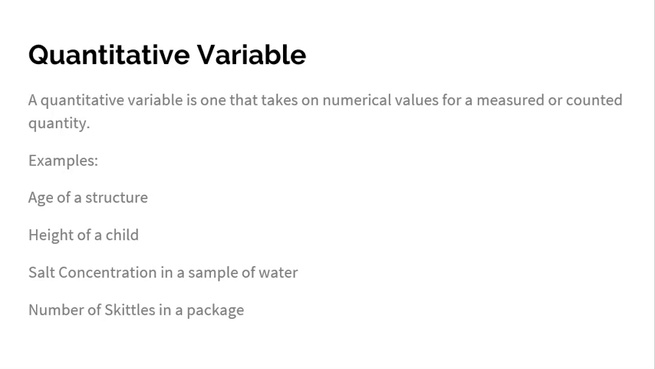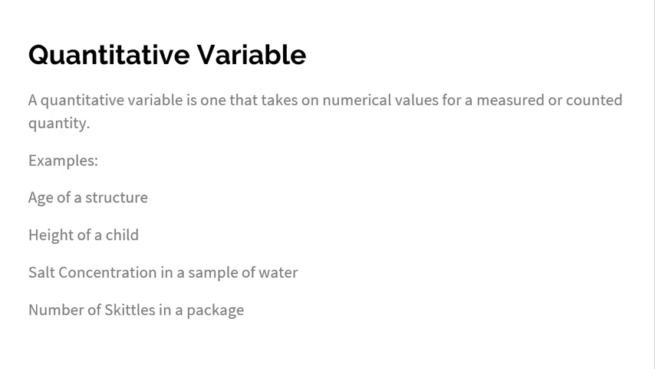So examples here are age of a structure. So there's a house. How old is it? Well, it's 23 years old. The answer you gave me was a measured number. How old is that building in Rome? Well, that building's 150 years old. Okay, and that is a measured number. Height of a child. How tall are you? I can measure the height of a child. Maybe I get 52 inches, 43 inches. Measured value.